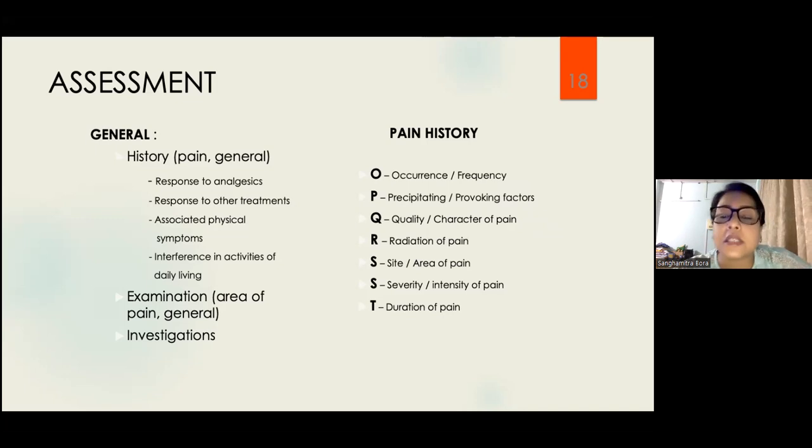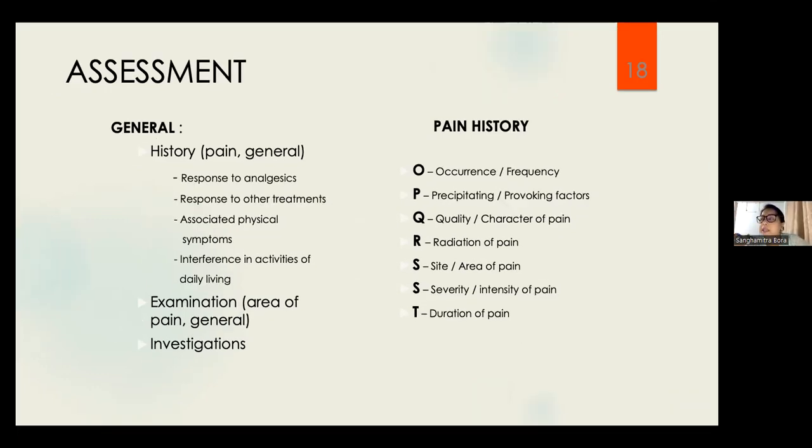Coming to the site or area of the pain, ask the patient to pinpoint with one finger where the pain is. And you will be surprised to notice that he definitely points his finger towards that particular site. He'll definitely pinpoint that this is the area, this is the site where I have been having pain. Then you ask about the intensity of pain, and that also we are going to discuss in the next slides.